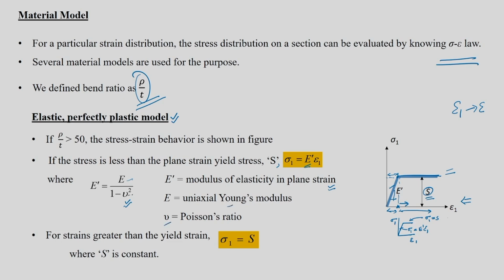So, both are given, we can get E dash and substitute it here, and epsilon 1 can be evaluated from the previous distribution at any distance, let us say y from the mid surface. So, if E and nu are known, you can get E dash, put it in this equation, and epsilon 1 can be found from the previous distribution that we have already shown, and you will get sigma 1 at any distance from the mid surface. For example, at distance y, you can get sigma 1.